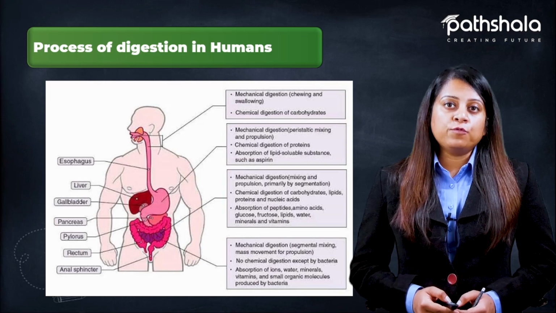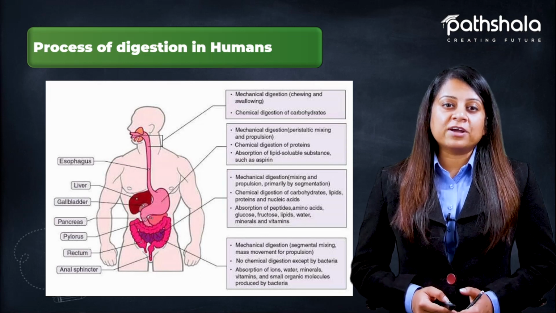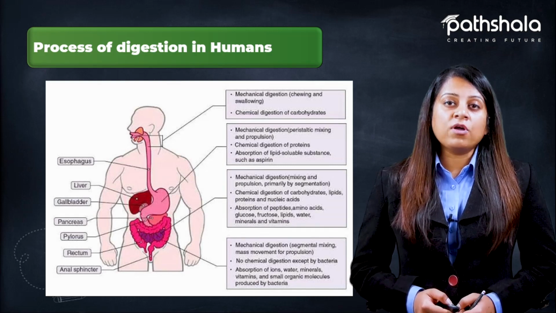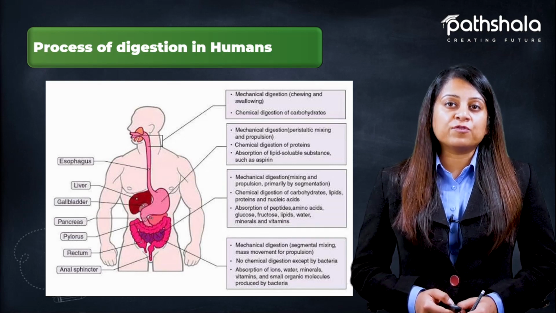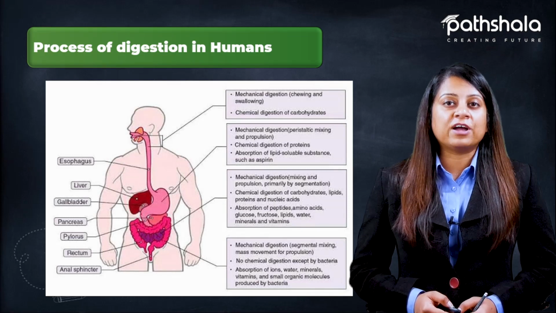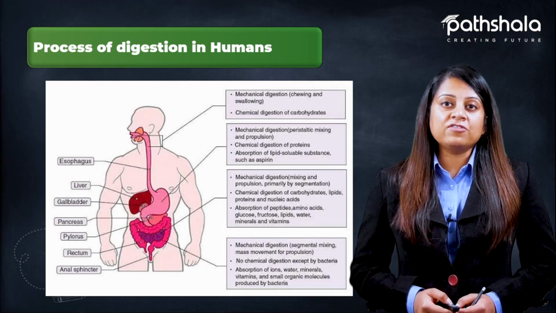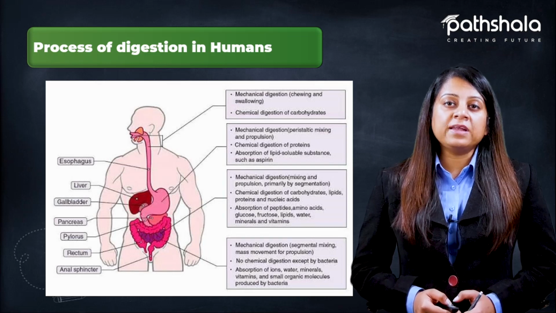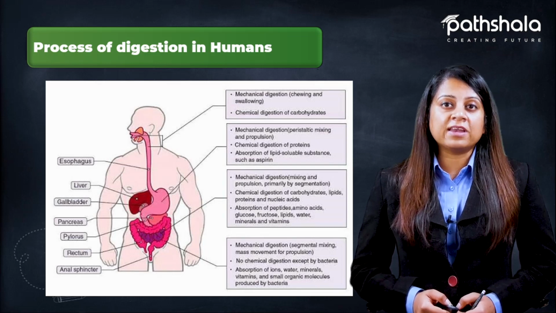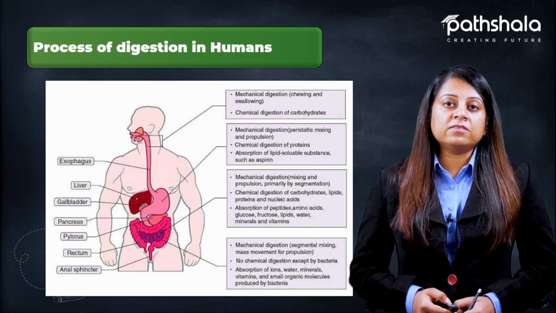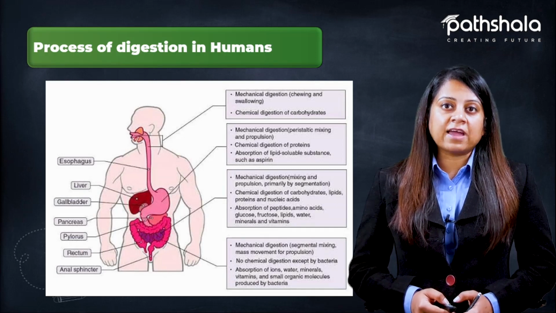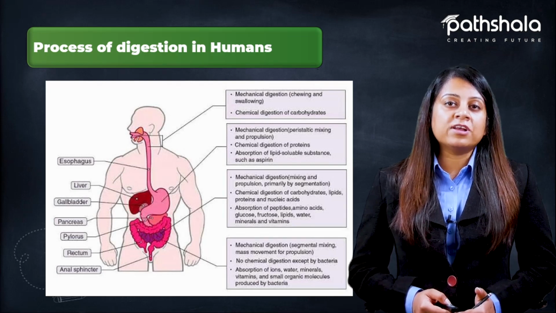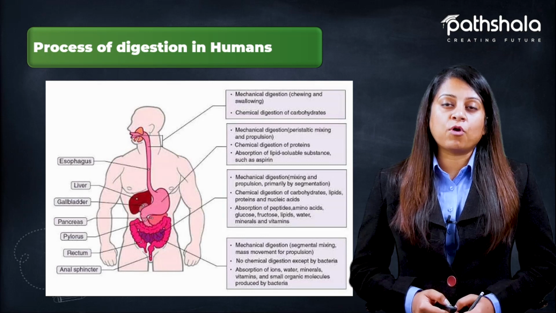Now, when the food is churned in the stomach, it further enters into the small intestine. The small intestine receives secretions from the pancreas and liver via a common duct. These secretions help in the digestion of the food, and after complete digestion of the food in the small intestine, the food is absorbed by the small intestine, which further enters into the blood, and via blood the nutrients are transported to all parts of the body.